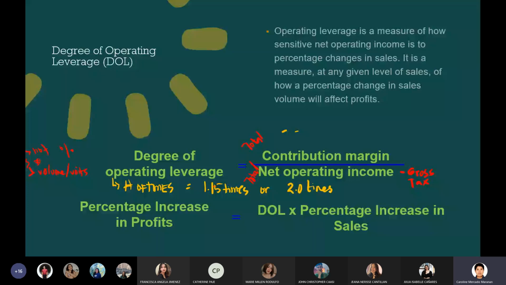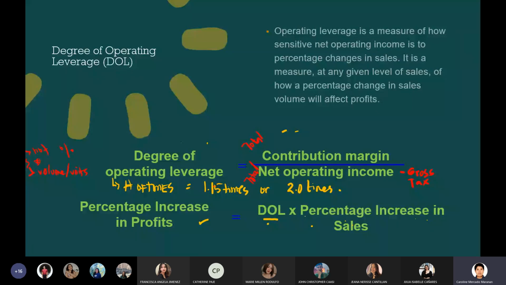Using degree of operating leverage, pag nakuha mo na yung DOL, pwede mo tong gamitin, katulad nga sinasabi natin, to predict yung percentage of changes in net income or net operating profit. So paano yon? If you have already computed DOL, so ayan, DOL times percentage increase in sales. Katulad ng 20% increase in sales, tapos na-compute mo na yung DOL. Pag pinag-multiply mo yung dalawa, that will be the same percentage increase in profit.